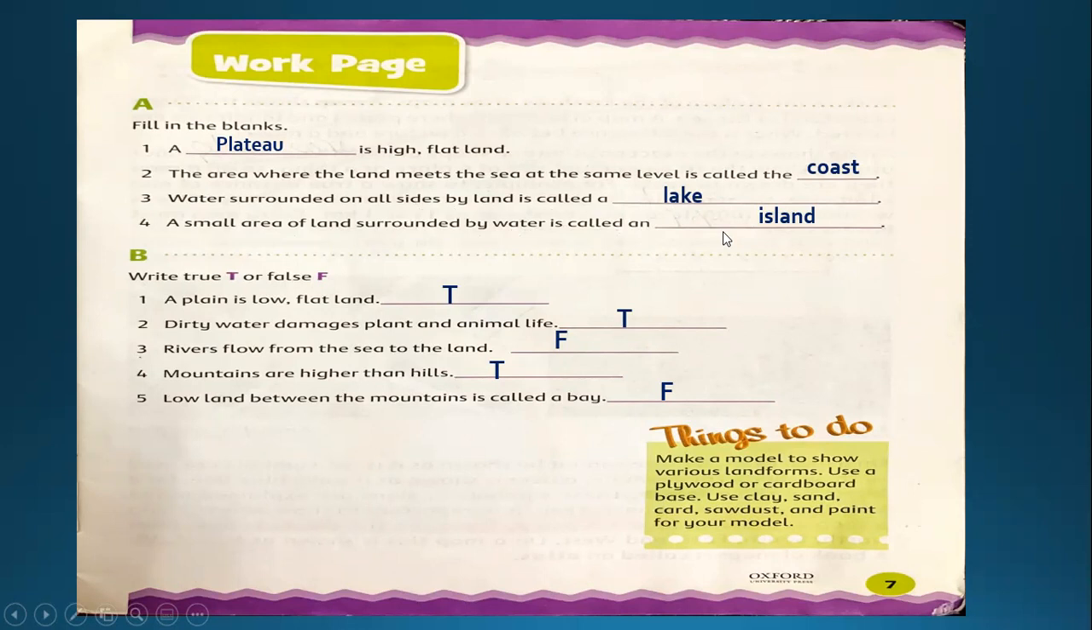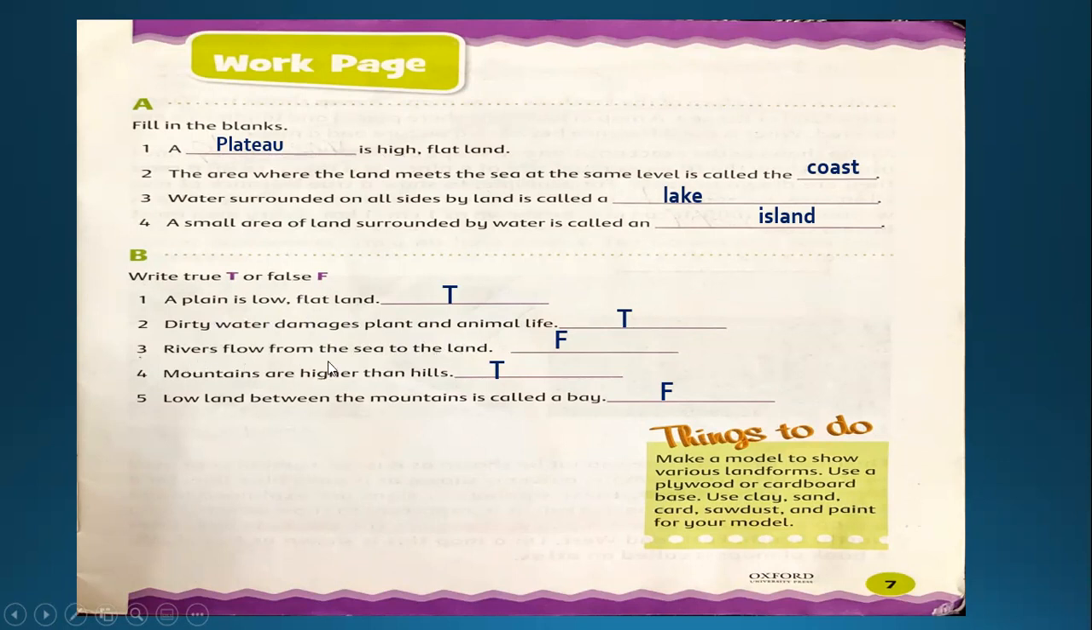Now, after these fill in the blanks, we have true or false. A plain is low flat land. A plateau is a high flat land, and a plain is a low flat land. So it's a true sentence. Dirty water damages plant and animal life. Yes, true. That's why we should not make the water dirty. It damages the plant and animal life.